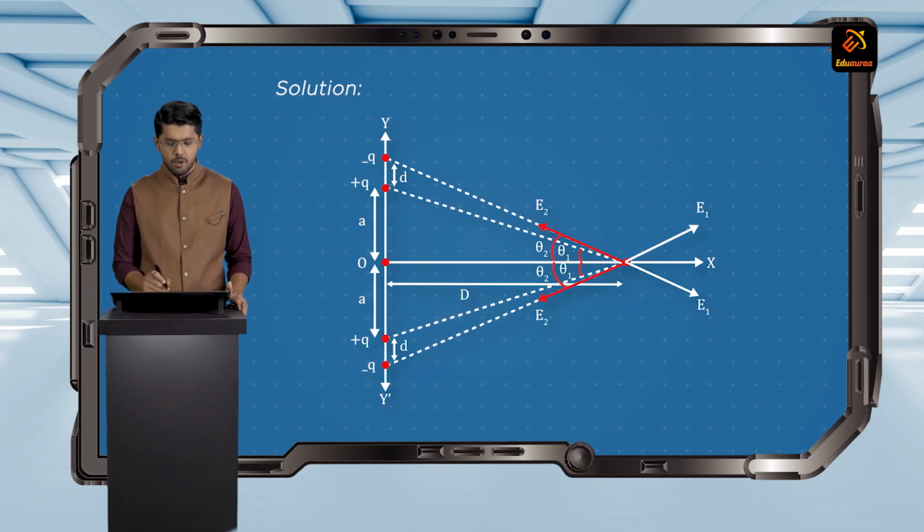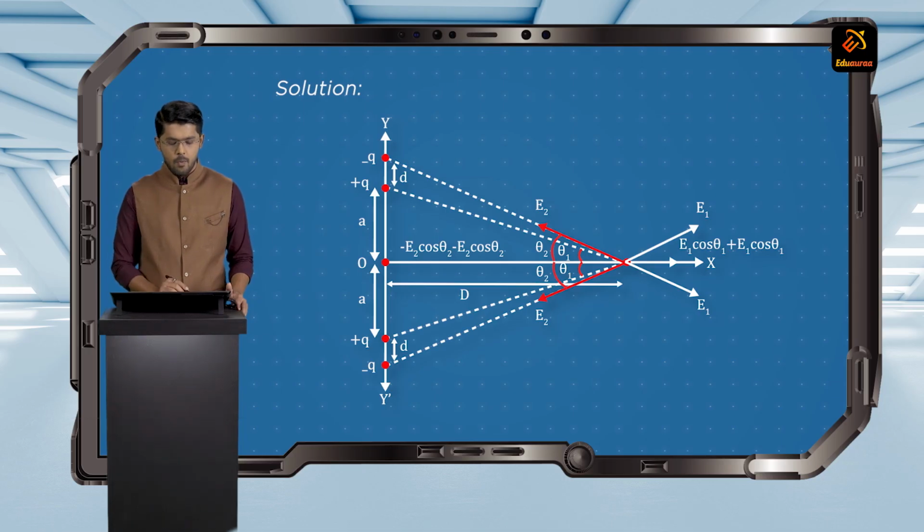The x component would give us, let's call the magnitude of the electric field by positive charges E1 and that of negative charges E2. So that gives you the net electric field in the x direction to be E1 cos theta 1 plus E1 cos theta 1, there are two of them, minus E2 cos theta 2 minus E2 cos theta 2. So essentially that gives you 2E1 cos theta 1 minus 2E2 cos theta 2.